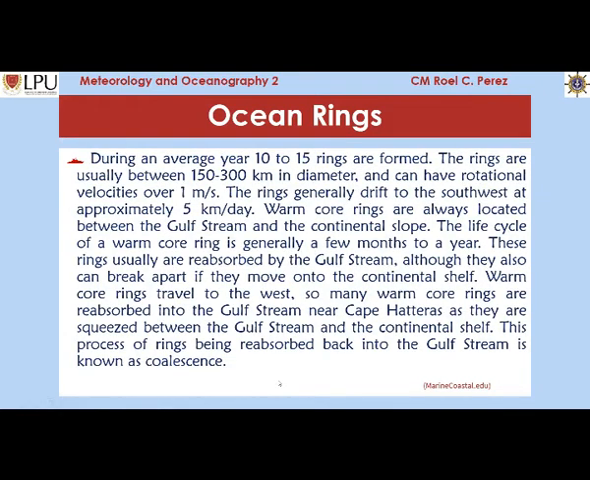Okay, during an average year, 10 to 15 rings are formed. The rings are usually between 150 to 300 kilometers in diameter. So it's big, right? 150 and 300. And they can have rotational velocities over 1 meter per second.